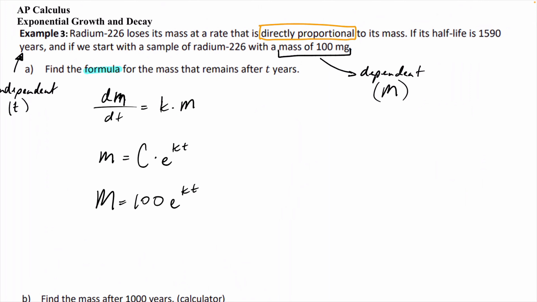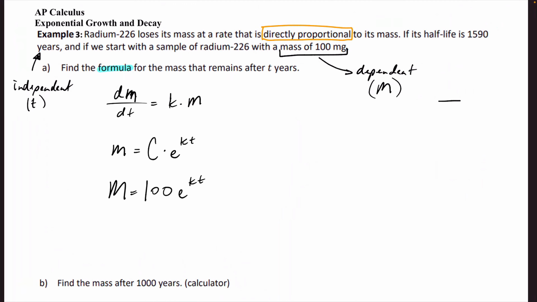So we need to find k. For this situation, k is always going to be the same. T and M are going to change depending on time. I always make a little table to organize what's given. So we have t and capital M. The initial was 100, right? So the initial was 100.